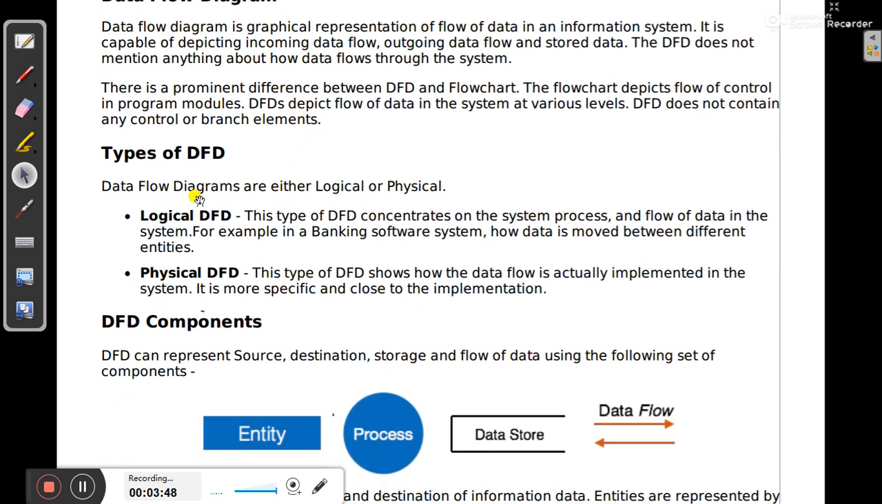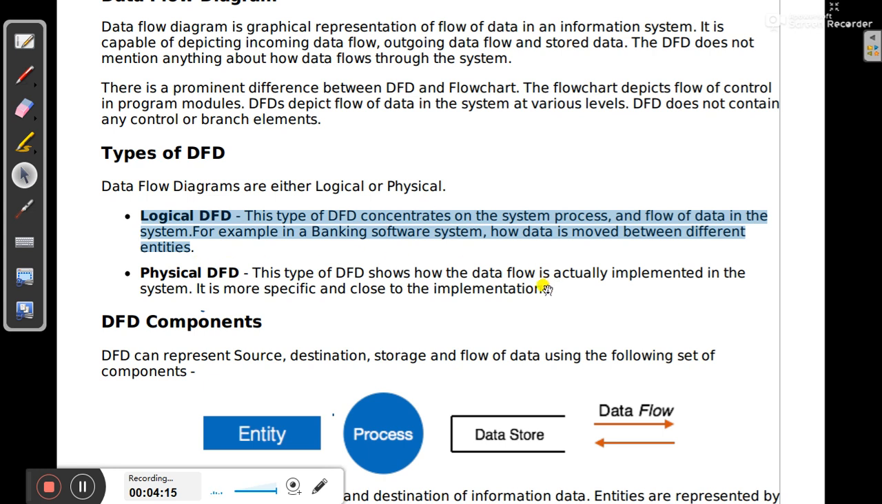Here you can see the types of DFD. One can be logical, one can be physical. Logical means the type of DFD that concentrates on the system process and the flow of data in the system. For example, if you want to build a banking software system, then how the data is moved between different entities, you can show it using logical DFD.